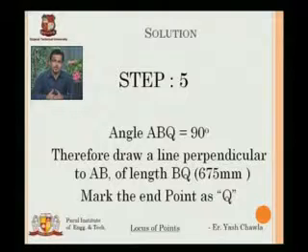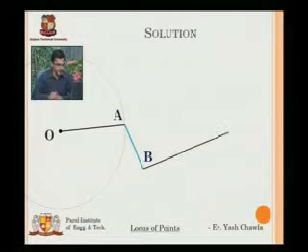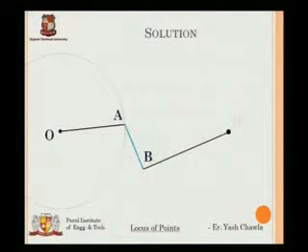So what we are going to do is draw a perpendicular to AB. From B we are going to draw a perpendicular straight line which is 675 mm long, and then mark the end point of this particular segment as Q. Now this line segment BQ is at an angle of 90 degrees with respect to AB, and this BQ is our second crank. So we have both the cranks and we have the connecting rod according to the specifications given in the question.